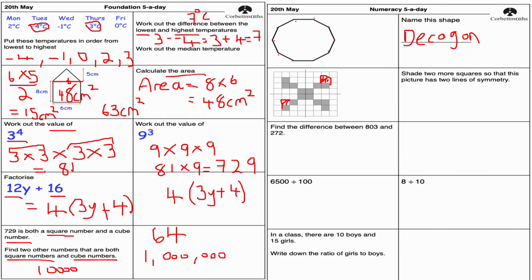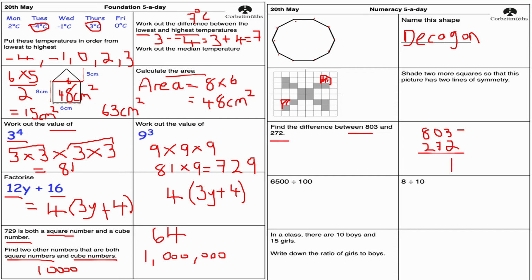Okay, next question, find the difference between 803 and 272. Well, again, 803 take away 272. Okay, it's column subtraction, guys, so make sure that you are happy. And I do appreciate that this seems quite basic, but this is so important when you're showing your working, particularly in a foundation tier exam and even a higher tier exam. Okay, it shows examiners you know what you are doing.